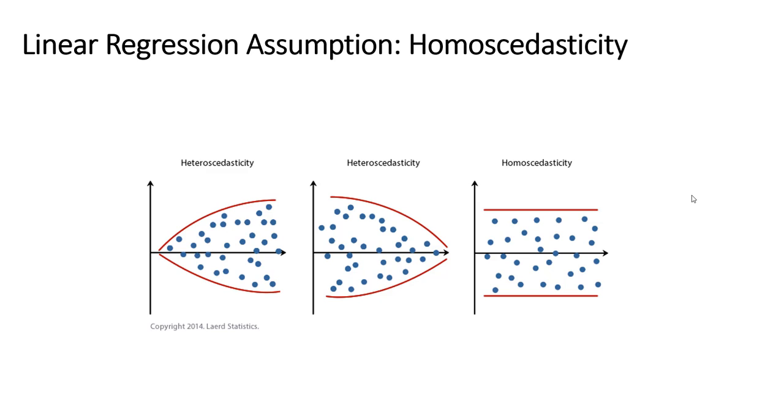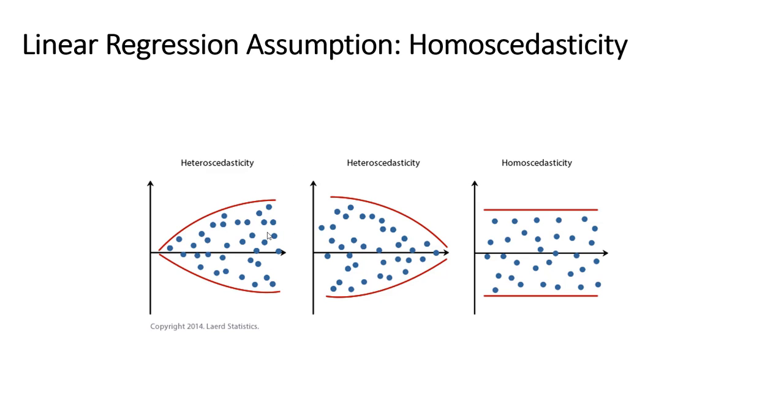Another linear regression assumption is homoscedasticity. As you can see from this graphic on the left, the variance of values is much tighter over this range as values are smaller on the x-axis than when x grows. When x gets larger, the variation increases.